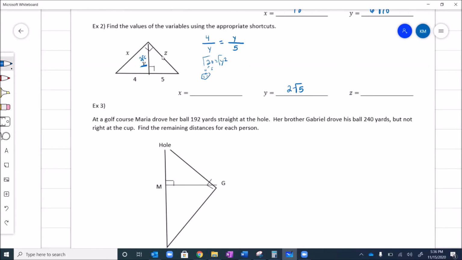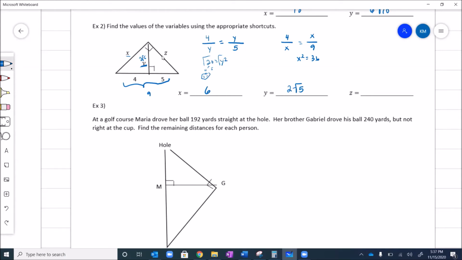Okay, but I'm going to use the corollaries just so we can practice it. This leg should be the geometric mean. X should be the geometric mean between the side of the hypotenuse closest to it, 4, and the entire hypotenuse, 9. Cross multiply, x squared equals 36. Take the square root, x equals 6.